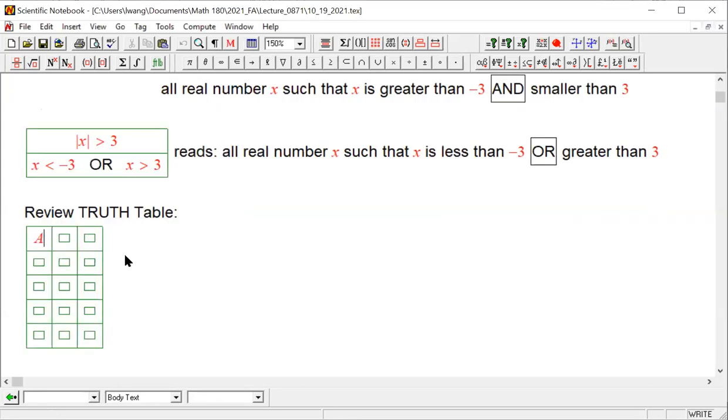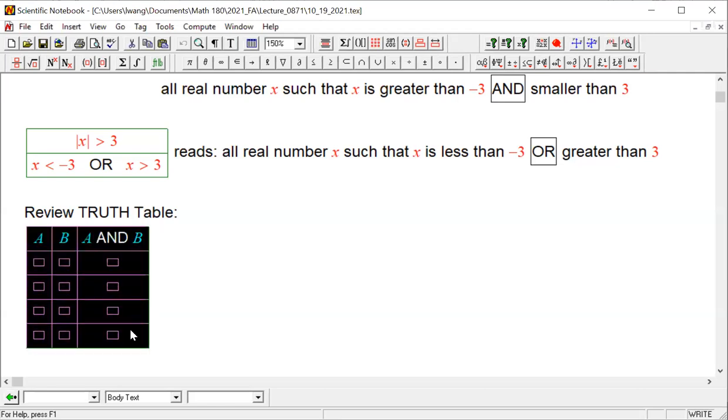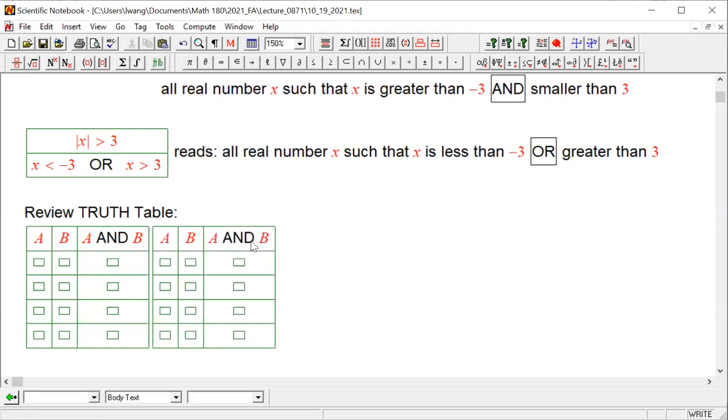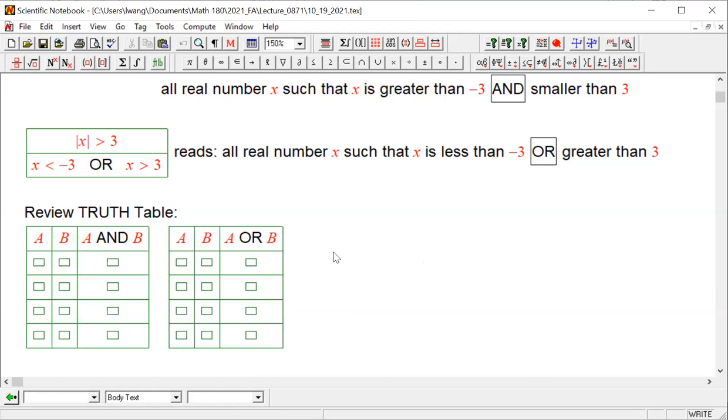We have two statements, A and B. We have truth tables. One truth table is about A and B. The other one is about A or B. Remember at the time we talked about the registration of cars. And and or mean the same thing in the legal world.